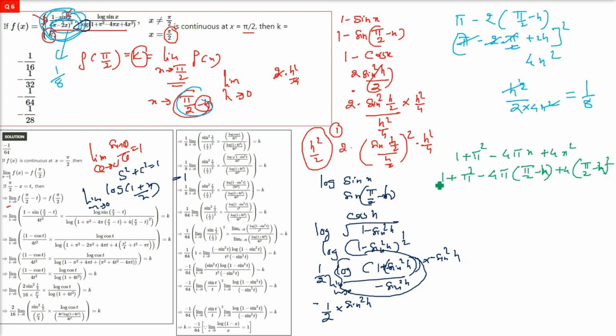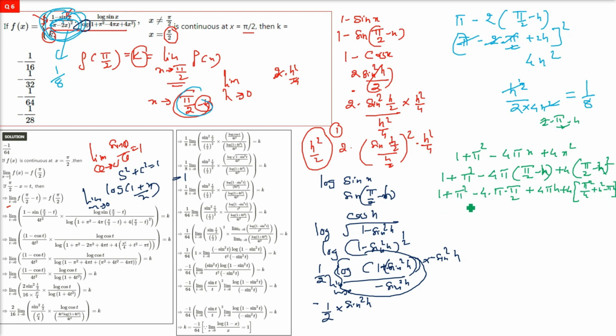So it is pi by 2 minus h. So 1 plus pi square minus 4 pi into pi by 2, and minus minus becomes plus 4 pi h. Here it will be 4. Now open this, a minus b whole square: pi by 2 whole square, pi square by 4, plus h square, minus 2 into pi by 2 into h. The 2 gets cancelled, you get pi h.